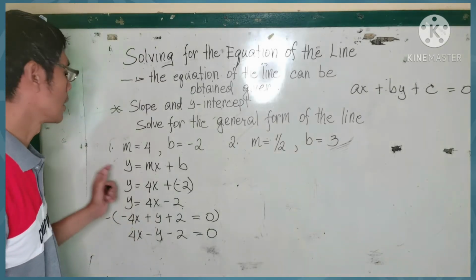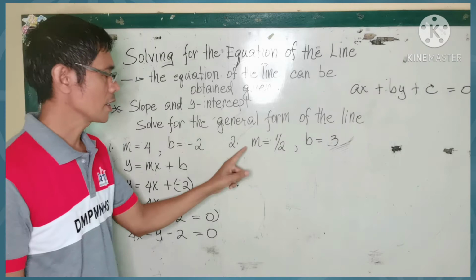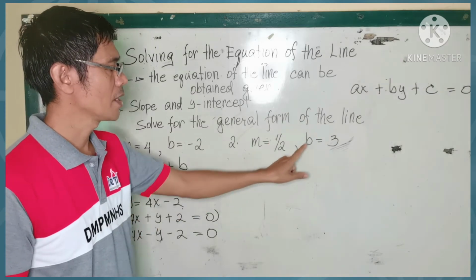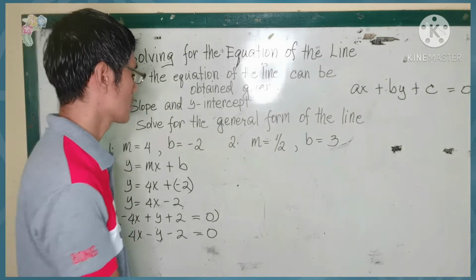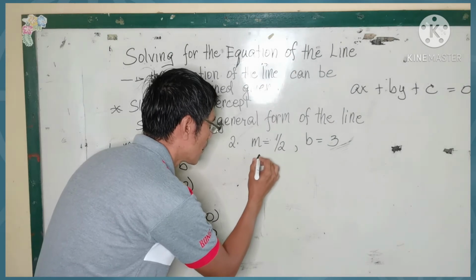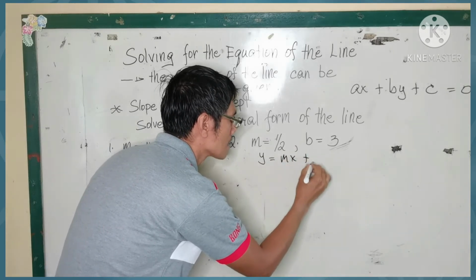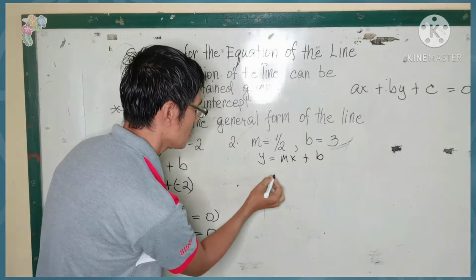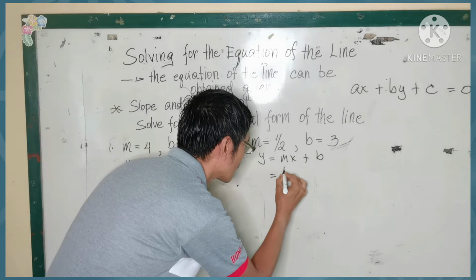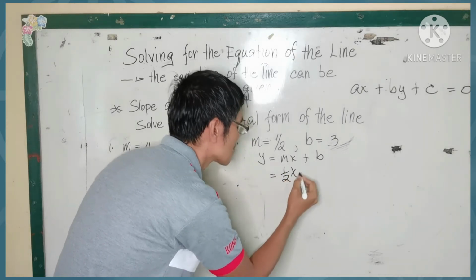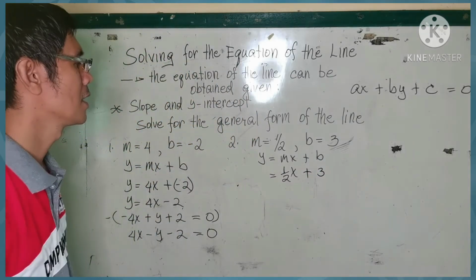Okay? So let us try to continue. For example number 2, you are given slope is equal to 1/2, then b is equal to 3, or the y-intercept is equal to 3. Again, the slope-intercept form, we have y is equal to mx plus b. Substituting the value of m, which is 1/2, we have 1/2 x, then our b is 3, or positive 3.